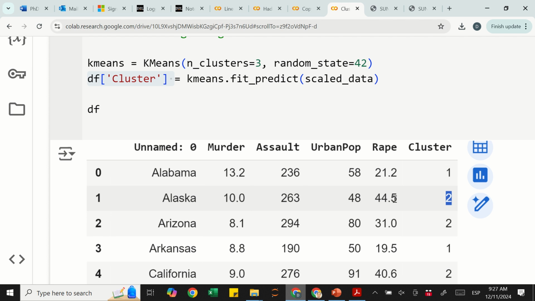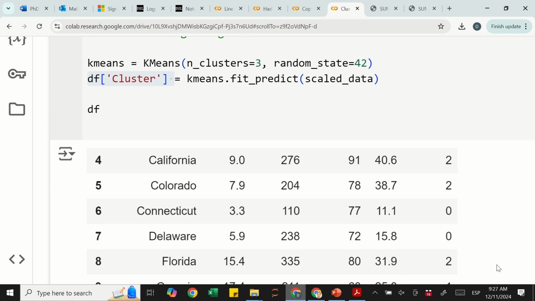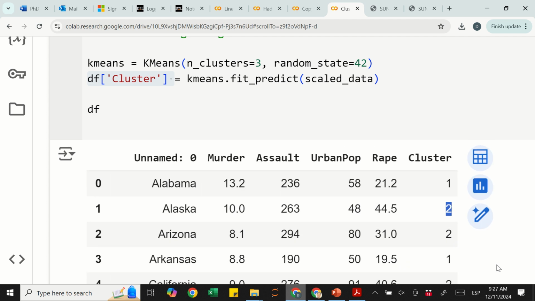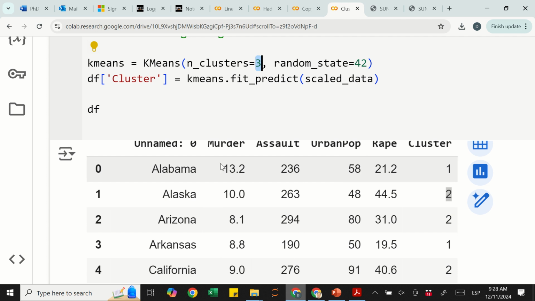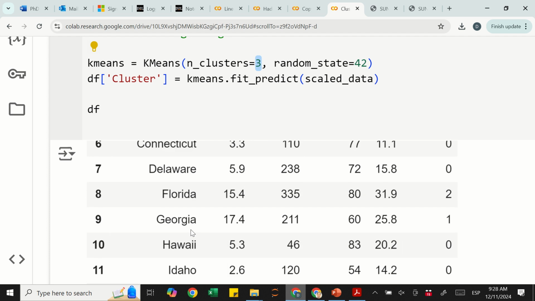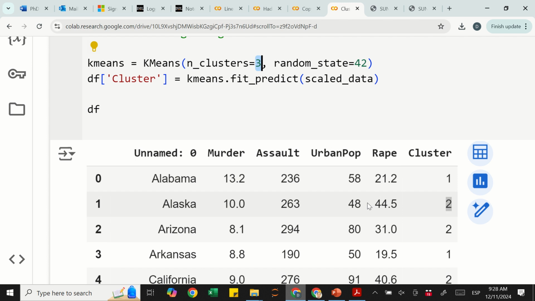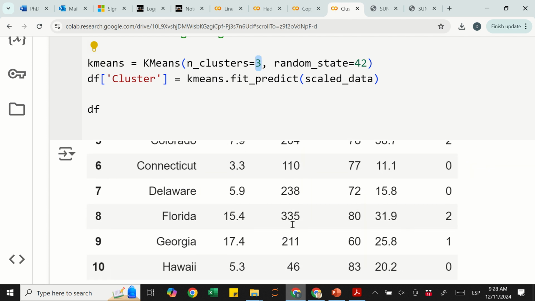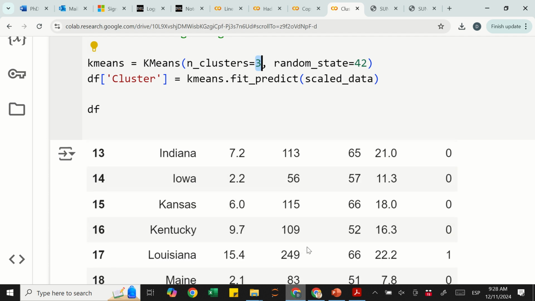So here we have completed our clustering analysis, the k-means. We have 3 clusters, 0, 1, and 2, because we said k equal to 3. If you change it to 4, you will get 0, 1, 2, 3. Alright. Now you can see which observations belong to the same cluster. Alabama, Arkansas, and Georgia, for example, belong to the same cluster, only considering these 4 variables. In cluster 0, you have Connecticut, Delaware, Hawaii, Idaho.